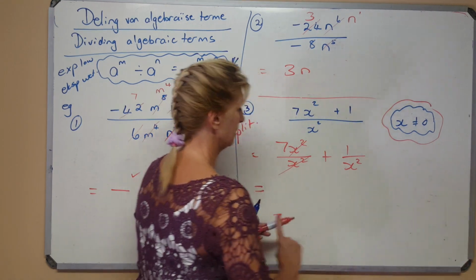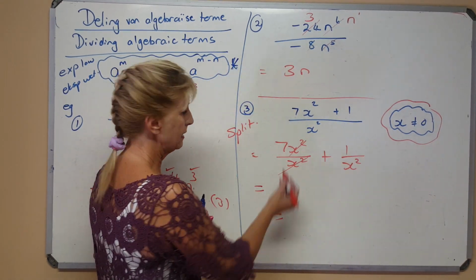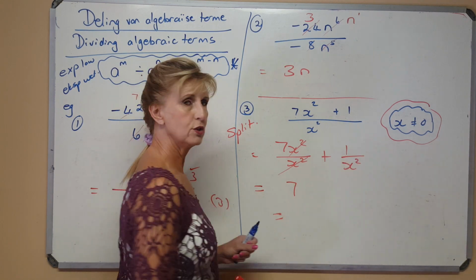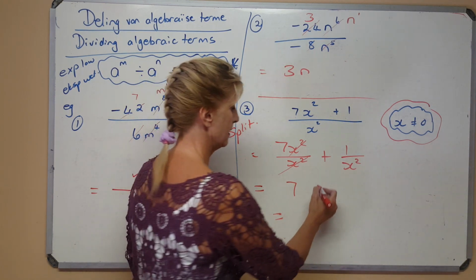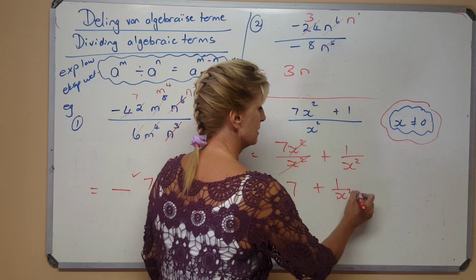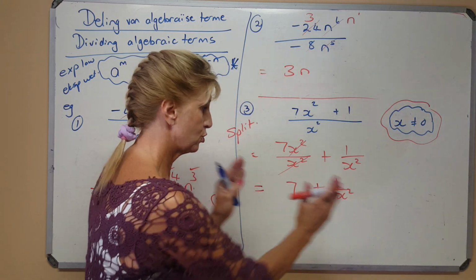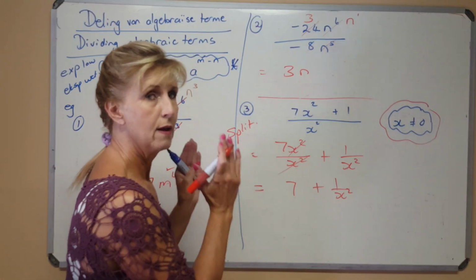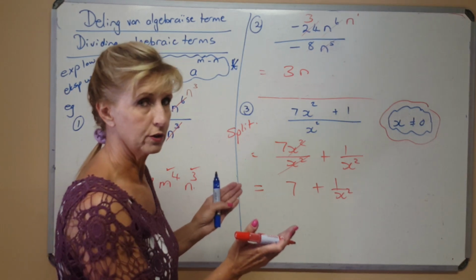Jy hoef net te gesê het, die goed kanselleer mekaar uit en die antwoord is net 7. But what can I do there? Nothing else. That'll stay 1 over x squared. That's your two-term answer. Dis jou twee-term antwoord. Jy kan niks verder vereenvoudig daaraan nie.